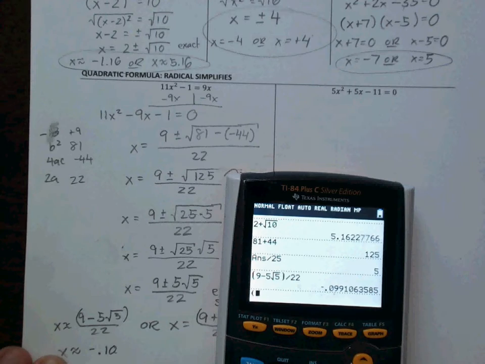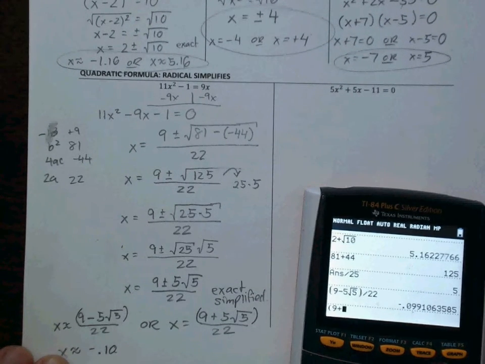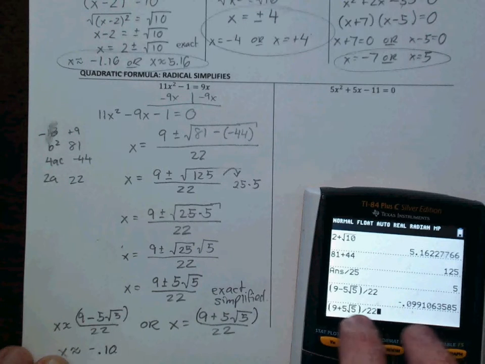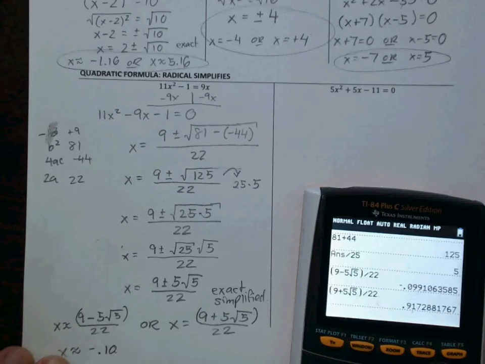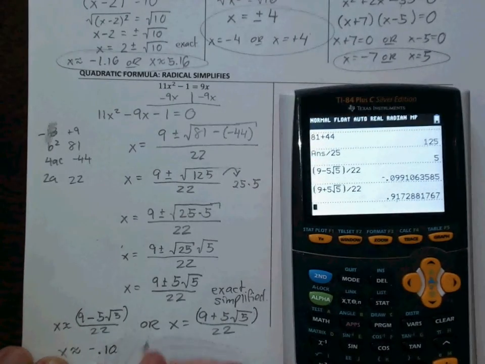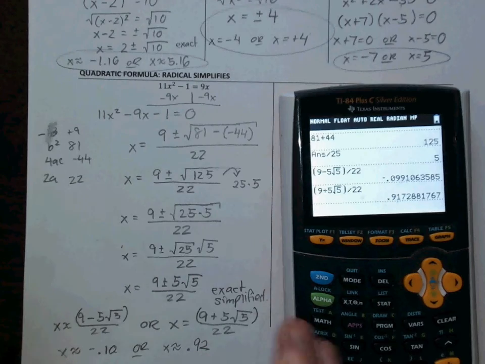And then open parentheses for the numerator here, 9 plus 5 square root of 5 divided by 22. Notice I did have to get out from underneath the square root there. And this is 0.92, or x is approximately equal to 0.92.